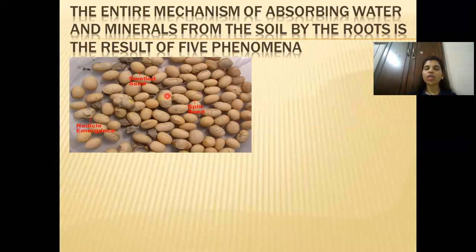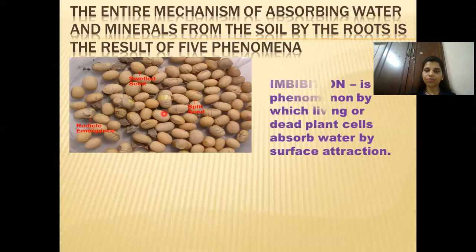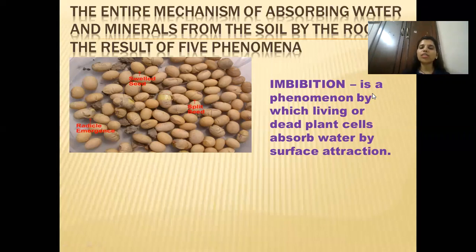You must have observed. So this particular process has a different name which you're going to learn today. That is known as imbibition. So what is imbibition? Let's see the definition of imbibition. Imbibition is a phenomenon by which living or dead plant cells absorb water by surface attraction. As I'm using surface attraction over here, it's okay if I don't use the word absorb.